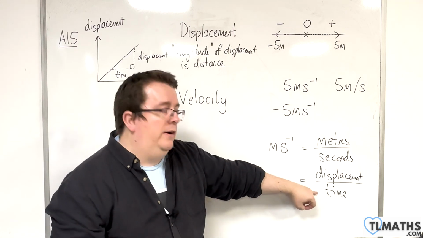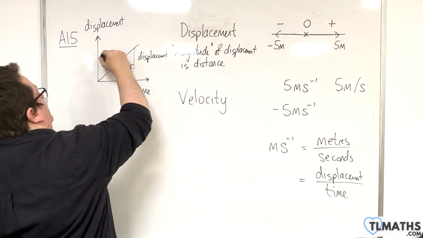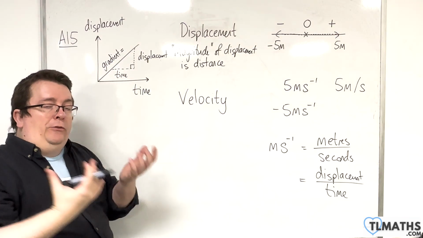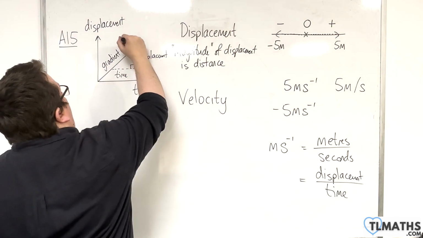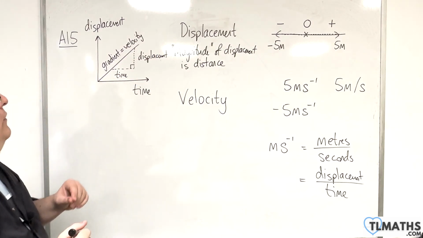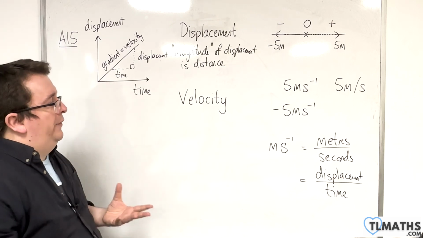Displacement divided by time. So the gradient that you get here is meters per second, and that is your velocity. So the gradient of a displacement time graph gives you your velocity.